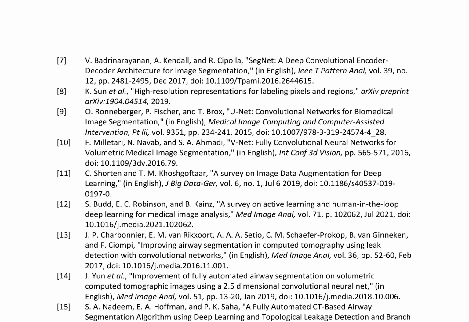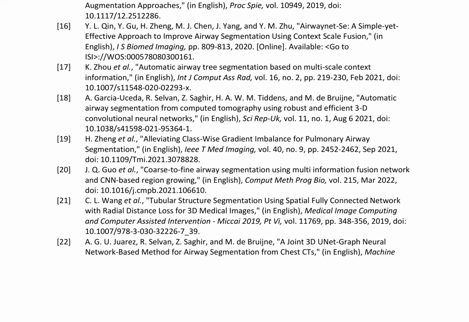Additionally, researchers have explored various neural network architectures for airway segmentation, including SegNet, UNet, VNet, and 3D convolutional neural networks. Image data augmentation and active learning with human-in-the-loop deep learning have also been recognized as crucial for medical image analysis, particularly for improving deep learning performance. Loss functions and evaluation metrics for airway segmentation have been investigated, including gradient imbalance alleviation and radial distance loss. Graph neural networks have been applied for airway segmentation, with a notable approach combining a 3D U-net with a graph neural network for improved segmentation performance.